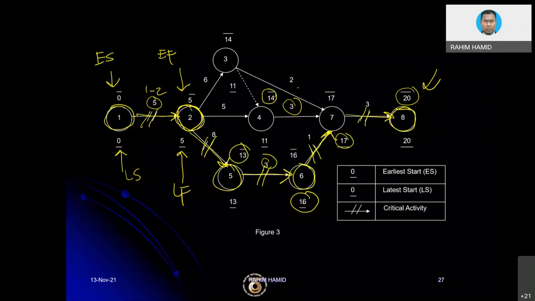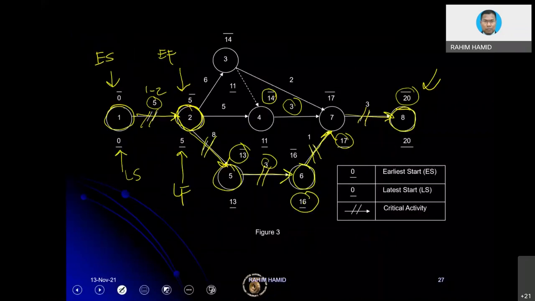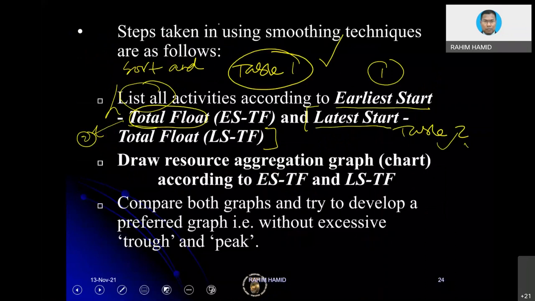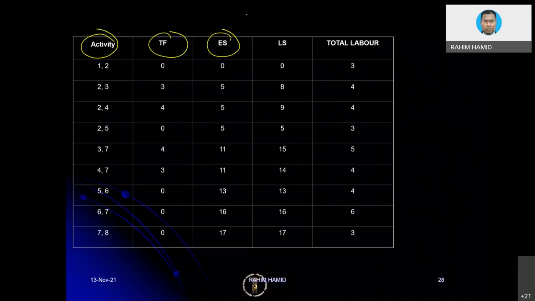Next would be this example of the overall tabulation from this network diagram. We just tabulate first. The list of activities, total float is here. Early start date, remember, way back in my step-by-step, early start date must be there. We list everything first: early start date is there, late start date is also there, and total laborer based on information from the question is there. This is just information that we are getting from our network diagram.